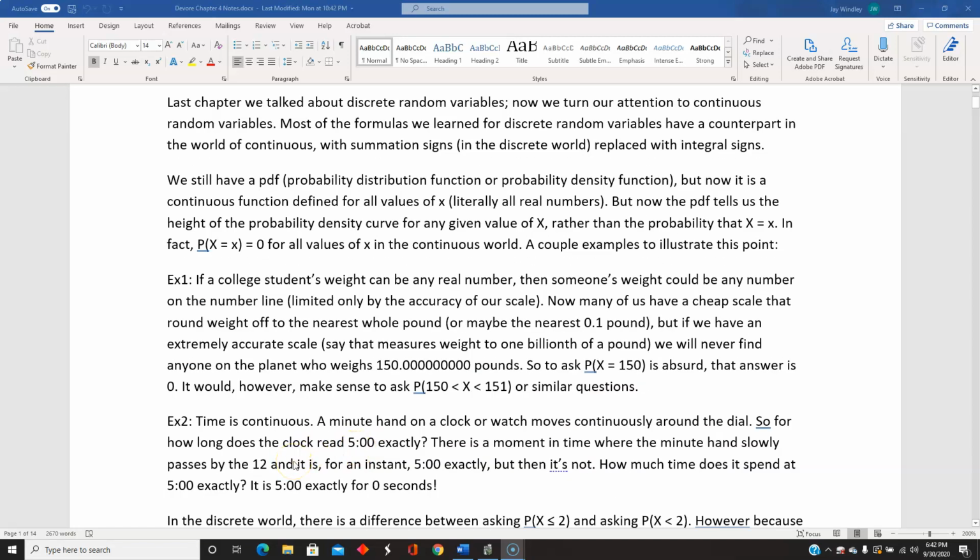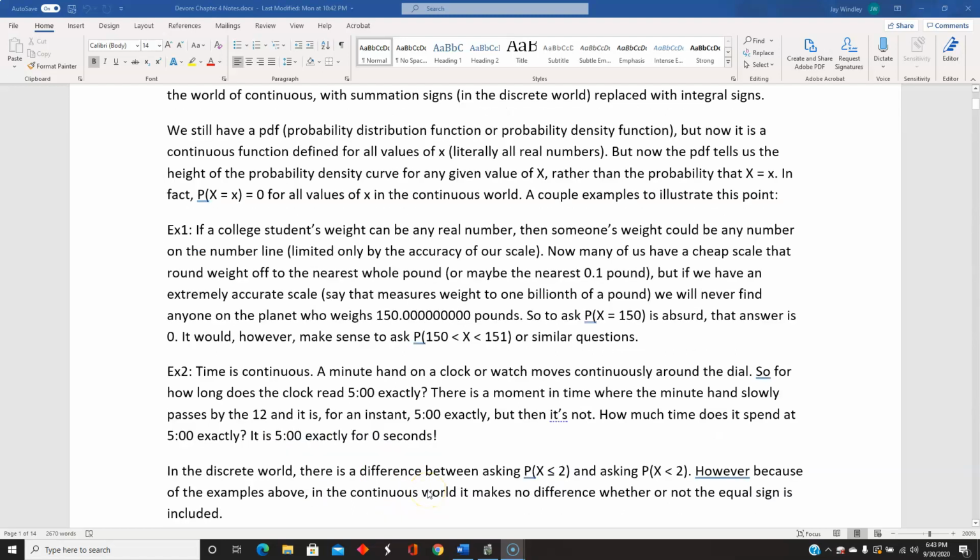Time is another example of something that's continuous. When the minute hand is moving continuously around the dial, at some point it's 5 o'clock straight up. But the amount of time that it's 5 o'clock straight up is actually 0 seconds. It would be kind of like, in the world of integrals, integrating a function from 2 to 2. If the starting point is 2 and the ending point is 2, then you're finding the area of a rectangle whose width is 0.